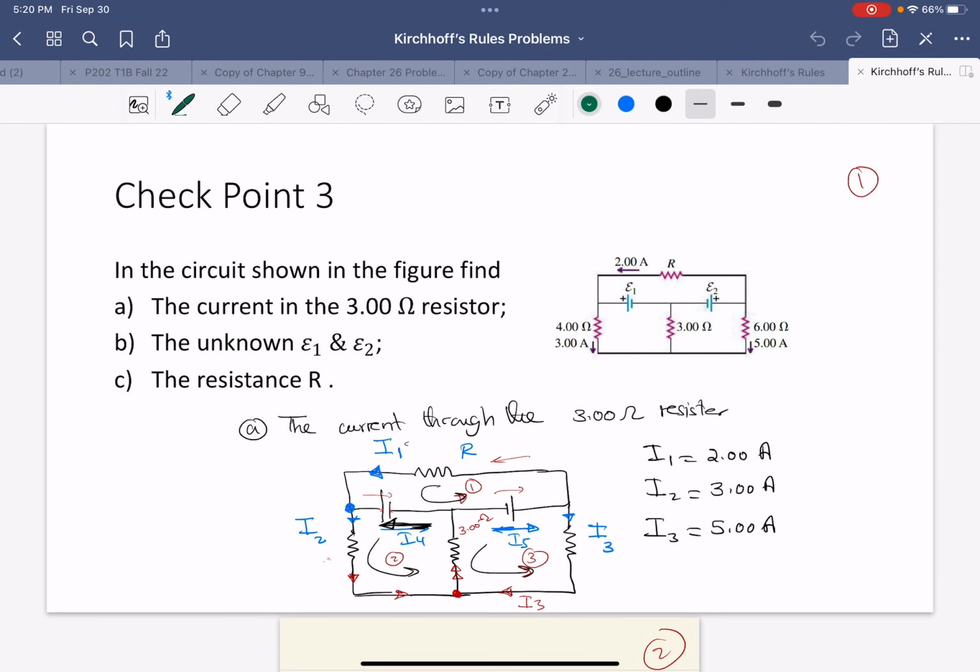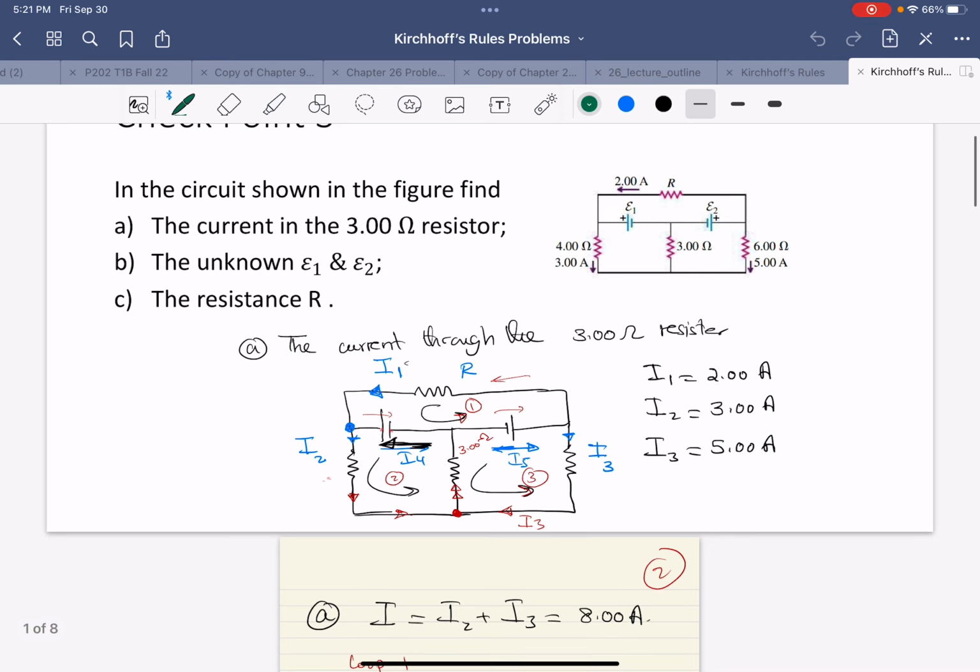In this video, we are going to apply Kirchhoff's rules to two problems. Okay, the first one: in the circuit shown in the figure, find the current in the 3.00 ohm resistor and find the unknown EMFs E1 and E2, and finally the resistance R.